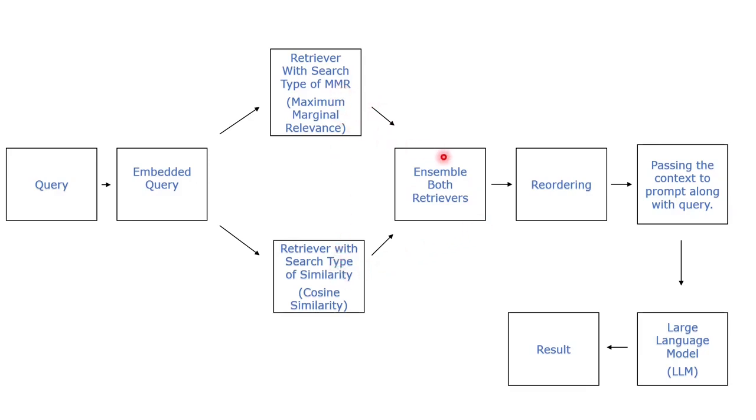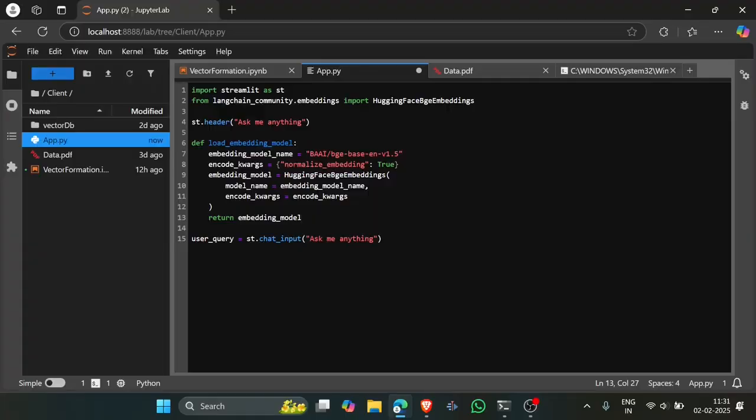After ensembling the results, we are reordering them. In this step, it will reorder the documents based on their relevancy. It will shift the more relevant documents either to the beginning or to the end of the context. After that, we are passing the context to a prompt along with the query to a large language model to generate the response. Now let's implement our retrievers.